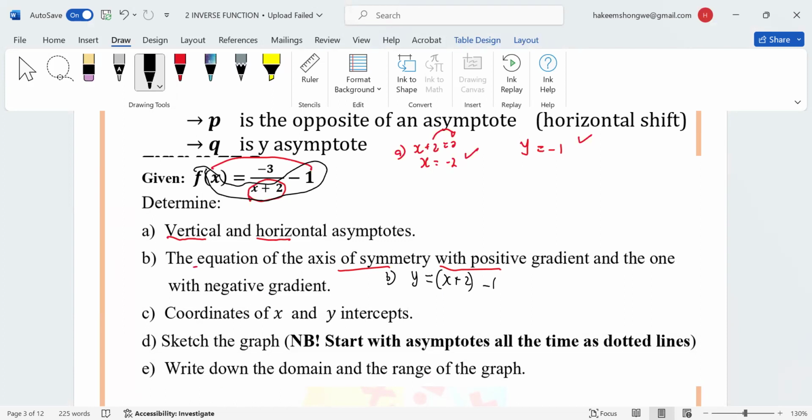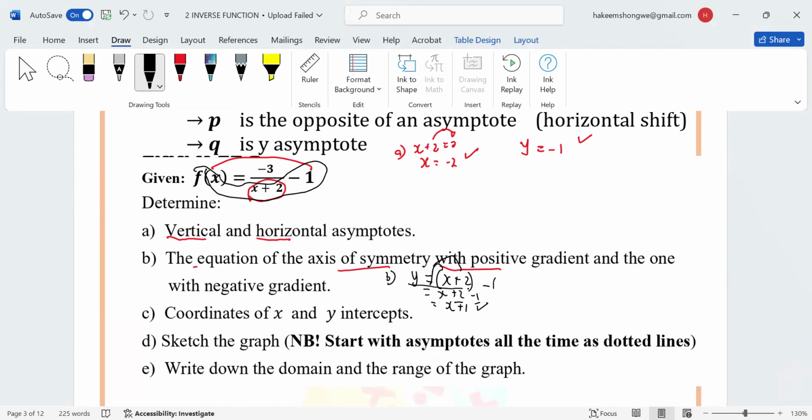Now here, if they didn't write anything outside the bracket, we'll split it. We'll say this one multiplied by this one multiplied by this one. And we say x plus 2 minus 1. Now, these two are like terms, okay? So you're going to have x plus 1. So this one is going to be the one with the positive gradient.